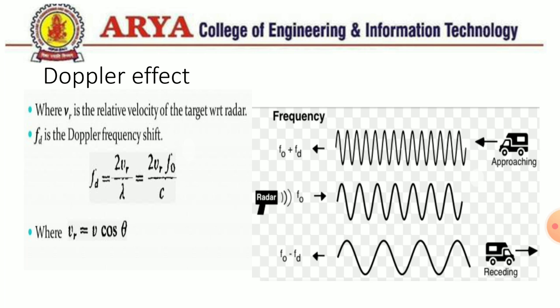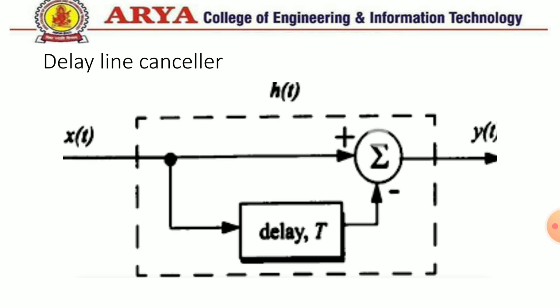that is, fd is equal to 2 vr divided by lambda. Here lambda is the operating wavelength, vr is the velocity of the target, and fd will be subtracted or added, depending on which direction the target is moving. So ultimately our agenda is to find out the drift frequency. Once we identify the drift frequency, we can identify the motion of the target. So the receiving system has a delay line canceller. That delay line canceller will identify this drift frequency fd, and once it identifies that drift frequency, it will be able to identify the motion of the target.